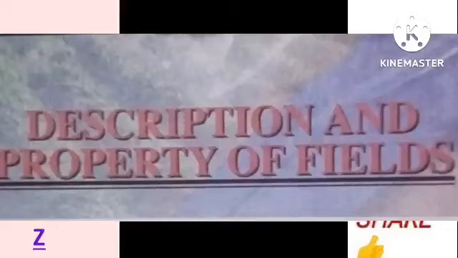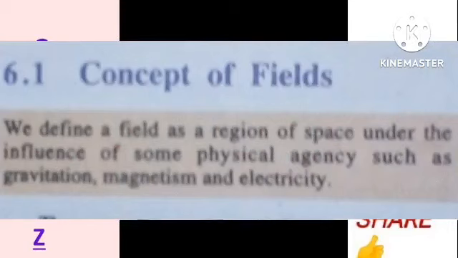And today we are going to be discussing the description and property of fields. In the previous episode, when we were talking about electric charges, we didn't talk about the fact that those charges, the forces that they exert on one another, constitute a field. So a field is basically a region of space under the influence of some physical agency such as gravitation, magnetism, and electricity. There are many types of fields, but for this chapter and this episode, we are going to be dealing basically with gravitational and magnetic fields.